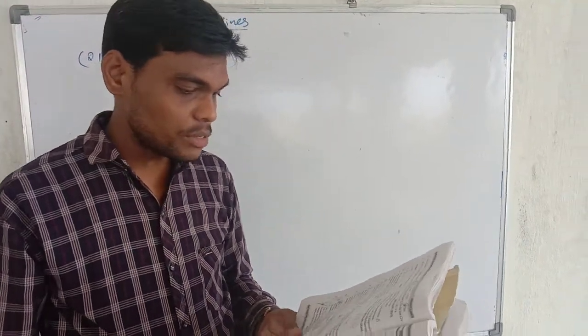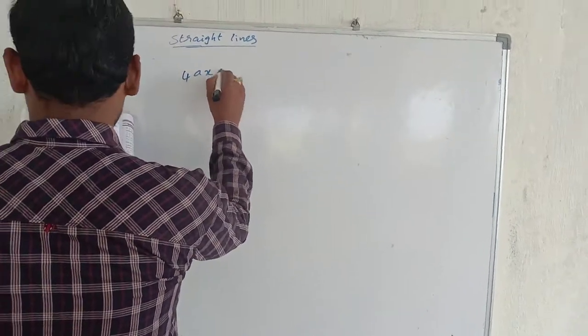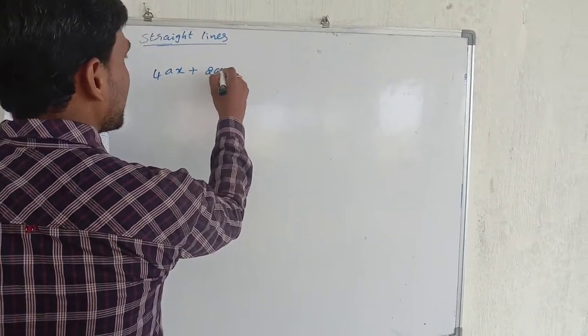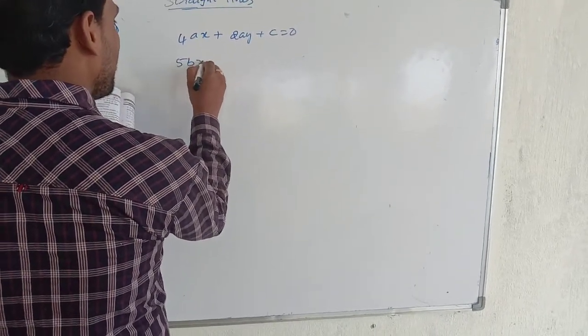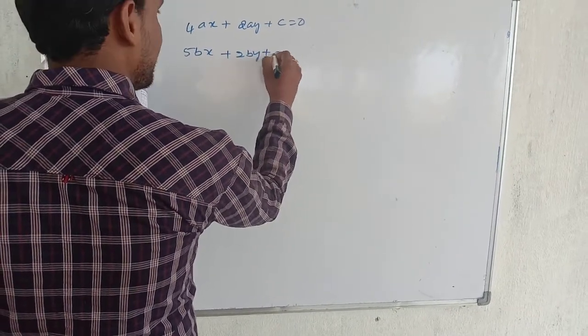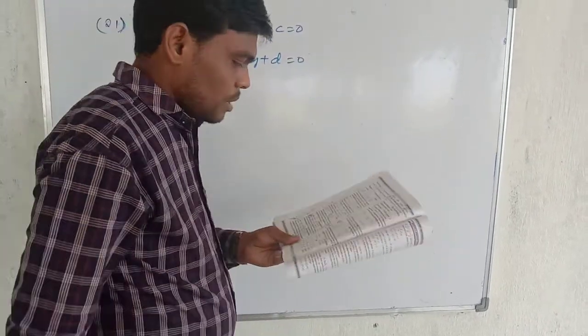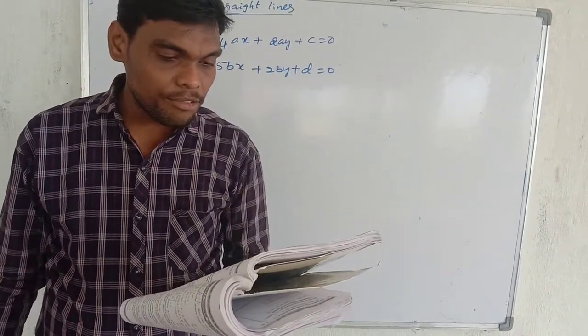Let a, b, c and d be non-zero numbers. If the point of intersection of the lines 4ax plus 2ay plus c is equal to 0 and 5bx plus 2by plus d is equal to 0 lies in the fourth quadrant and is equidistant from the two axes.